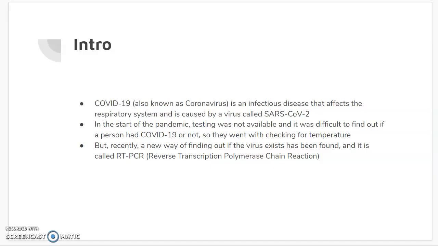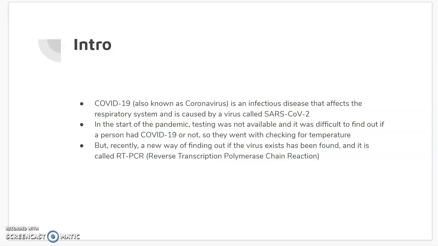An introduction. COVID-19, also known as coronavirus, is an infectious disease that affects the respiratory system and is caused by a virus called SARS-CoV-2. In the start of the pandemic, testing was not available and it was difficult to find out if a person had COVID-19 or not, so they went with checking for temperature. They assumed that if the temperature was high, which means they had a fever, they could possibly have the virus.